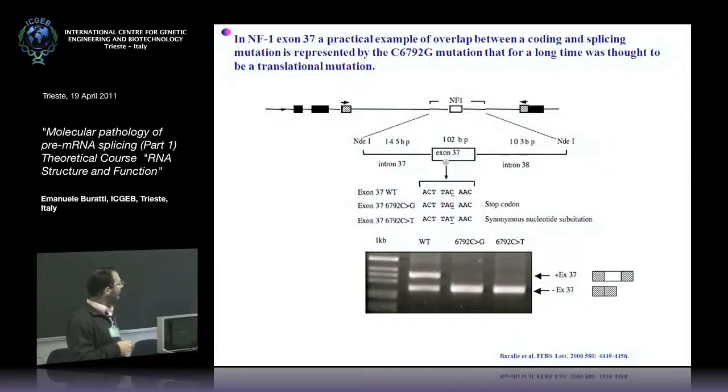But when you put the exon 37 sequence inside your MiniGene and you put it either in the wild type or in the mutant configuration, you see that not only a stop codon is being created at the protein coding level, but also, when you change from a C to a G, you actually have a complete skipping of the inclusion of exon 37.